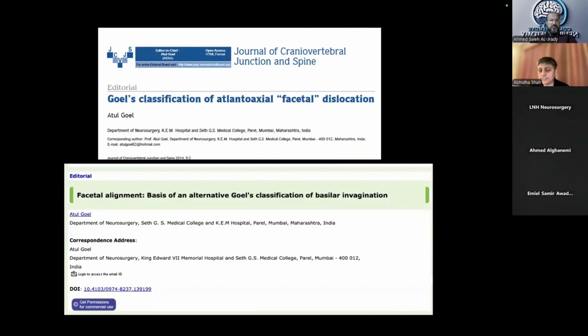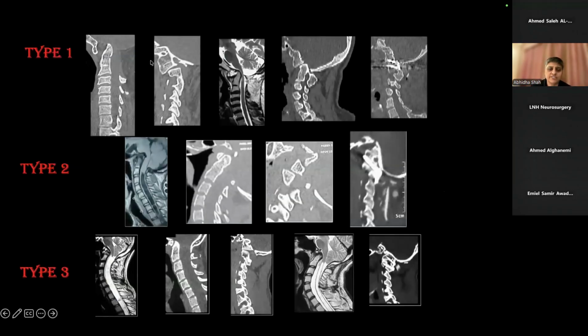So based on this, the understanding evolved further that it is not just the atlantodental interval that is important when you're assessing the craniovertebral junction. You have to look at the facets, because the abnormality, the instability lies at the level of the facets. Based on this understanding, Dr. Goel devised this classification. So we now divide, apart from looking at the atlantodental interval, we also look at the C1, C2 joint and the facets here.